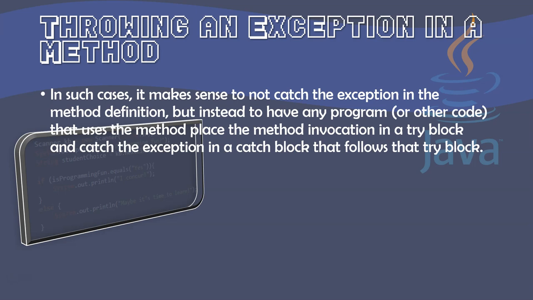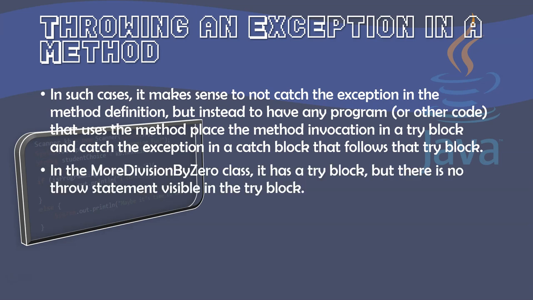One of the things you're going to start finding is that in these kinds of cases, it doesn't make sense to catch that exception within the method definition, but instead to have any program or code that uses the method place that method within a try block and catch that exception in a catch block that follows, right? So we're going to look at this more division by 0 example in just a second.